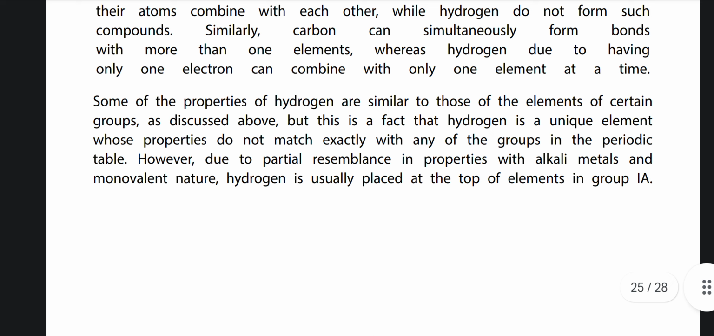Some of the properties of hydrogen are similar to those of the elements of certain groups, as discussed above. But it is a fact that hydrogen is itself a unique element whose properties do not match exactly with any of the groups in the periodic table. However, due to the partial resemblance in properties with alkali metals and its monovalent nature, hydrogen is usually placed at the top of the elements in group 1A.